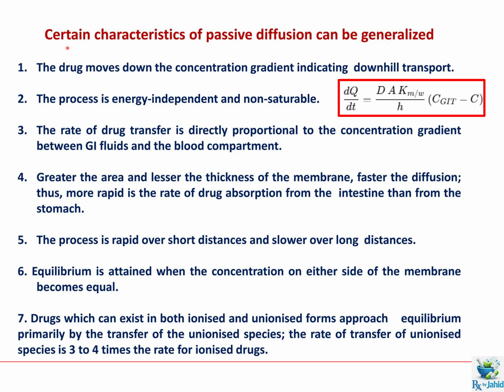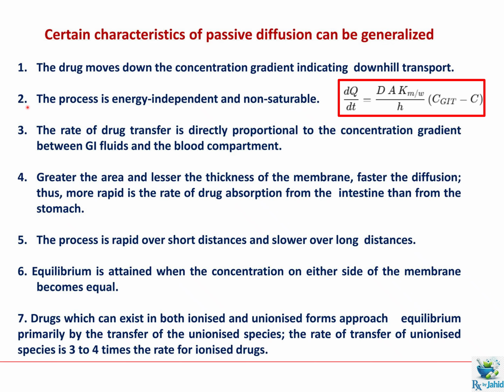As more than 90% of the drugs pass through this passive diffusion process, we have to learn descriptively about this. So let's start. These are the certain characteristics of passive diffusion process. Drug moves down the concentration gradient, indicating downhill transport. That is, the drug is moving from higher to lower concentration. So the more difference, the more would be the diffusion.